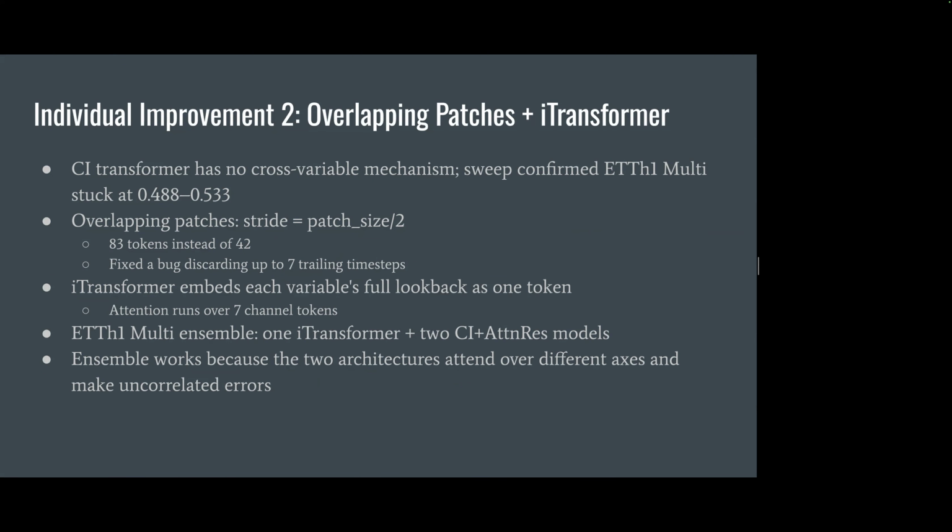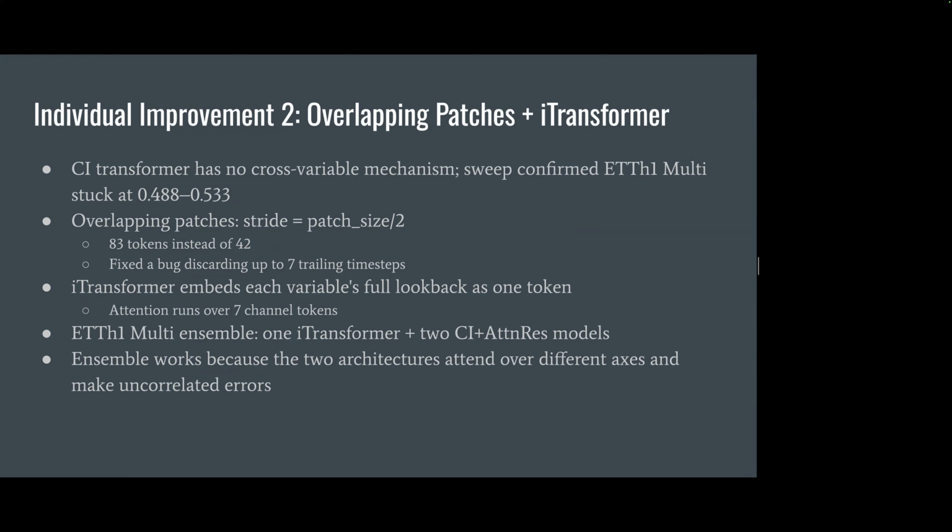All right. Our second improvement, which is mine, was having overlapping patches and the iTransformer model. The CI transformer has no cross-variable mechanism, and the sweep confirmed that the H1 multivariate was stuck in this specific range of MAE. So the first half of this is overlapping patches, that is using a stride that is half of what the patch size is. This creates 83 tokens instead of 42 for attention. So this gives attention a lot more to work with. And it also fixed a bug where up to 7 trailing timestamps were accidentally discarded.